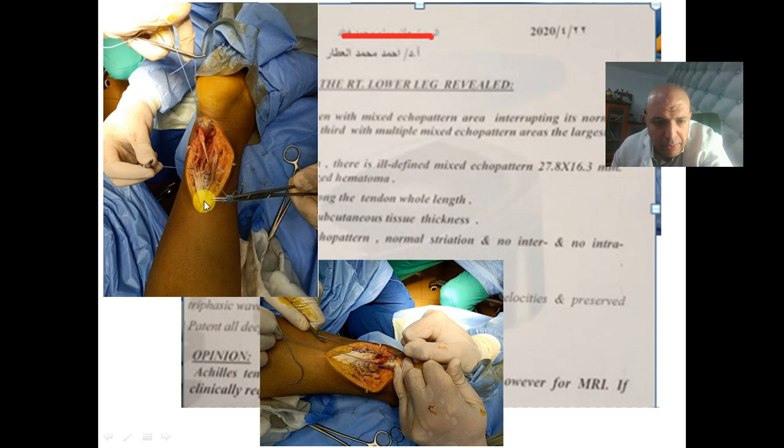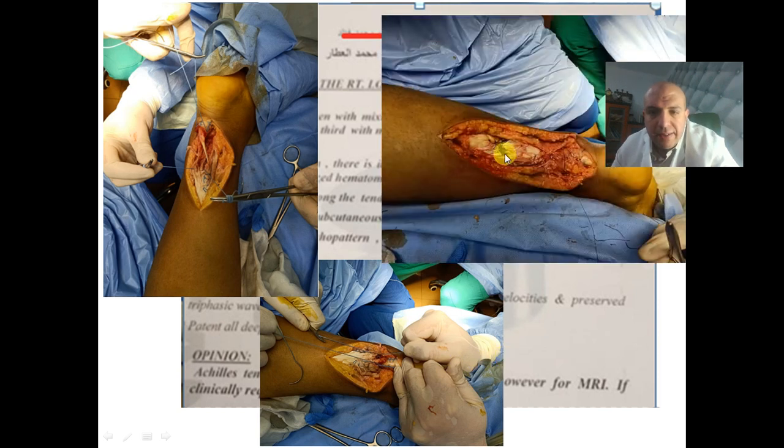Then I tried to pull the proximal stump. As I informed you, one of the methods in the chronic case is that you pull the proximal stump and try to relax the gastrosoleus complex. Still there is a gapping here, about 2 centimeters. I did VY lengthening and closed it, hoping that it will heal well.